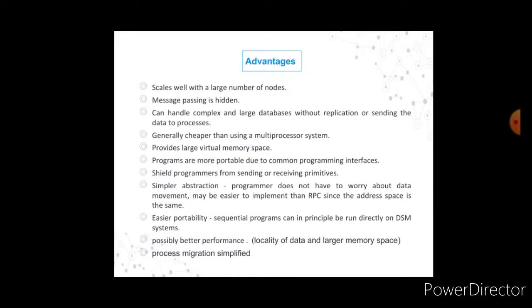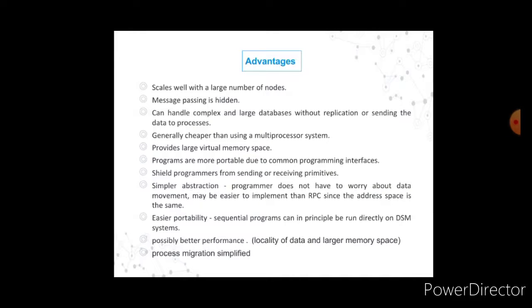It scales well with a large number of nodes. Message passing is hidden. It can handle complex and large databases without replication or sending the data to processors. It provides a large virtual memory space and it allows the passing of complex structures by reference, simplifying algorithm development for distributed applications. It's generally cheaper to build than a multiprocessor system.